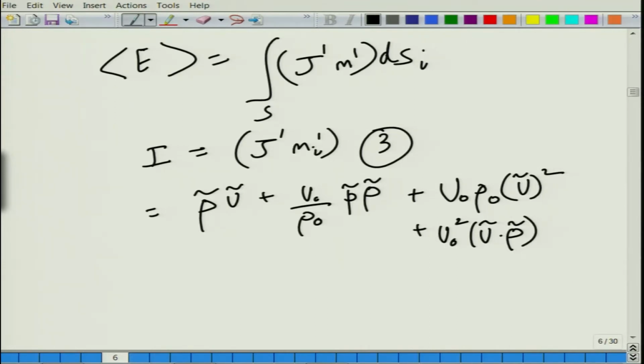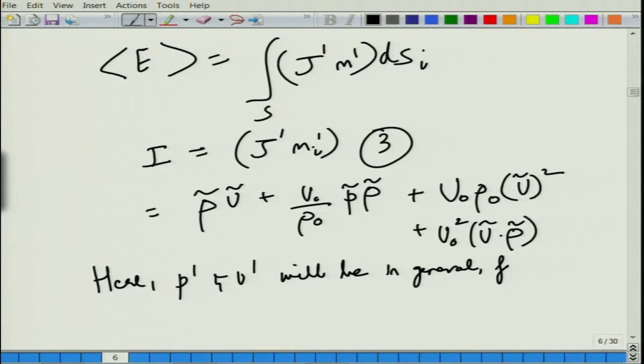So, here p dash and u dash will in general be functions of the radius. It is quite natural to get that because pressure and velocity will both have a variation over the cross section area. So, basically what we can do is box this thing.